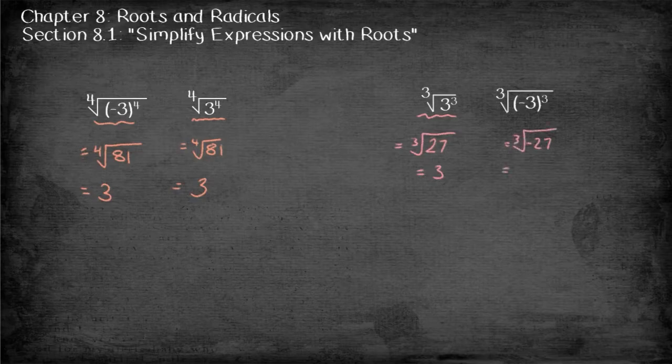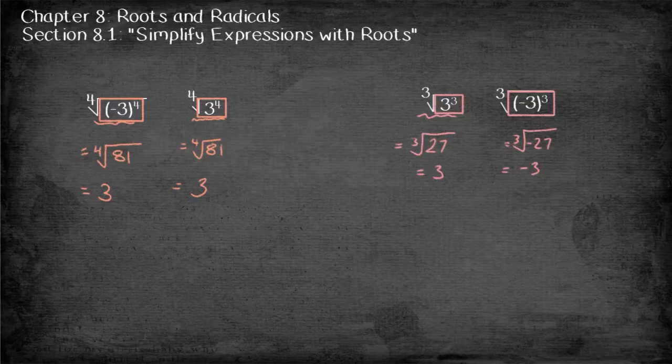And we can take the cube root of that, which is -3. So this is somewhat significant because notice in the even index case, when the number was negative and being raised to the fourth power, the final answer ended up positive. It ended up as a different sign than it was to start with.